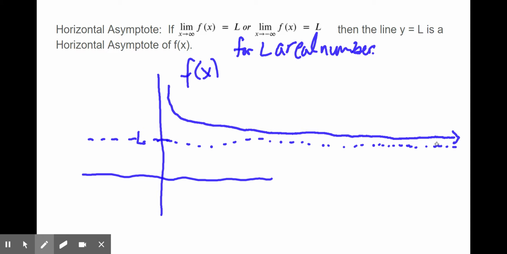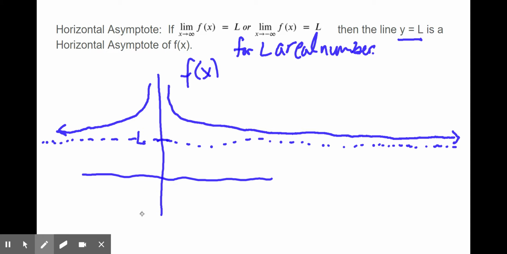We call those horizontal asymptotes. This is a horizontal asymptote of the graph. The line y equals L is considered to be a horizontal asymptote of f of x. The same thing holds if x goes to negative infinity. If I draw my graph down this way toward L, and the graph approaches L, the limit goes to L, then we can also say that y equals L is a horizontal asymptote. It doesn't matter whether x approaches positive infinity or negative infinity. If it approaches either infinity and the value you get for the limit is a real number, then the line y equals L is considered to be a horizontal asymptote. Y equals L is a horizontal line.